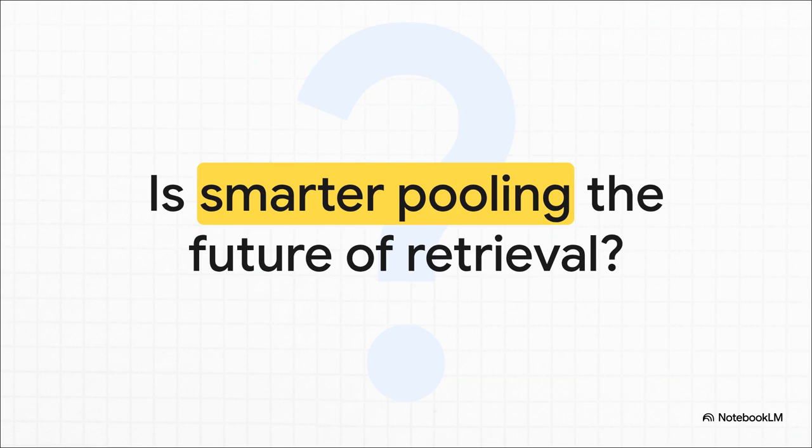Which really leaves us with a pretty cool thought to chew on. We spend so much time talking about bigger models, more parameters, new architectures, but maybe the next huge leap forward in retrieval isn't about bigger, but smarter. Could it be that elegant little tricks like this, these clever ideas happening right at the pooling stage, is that the real future of retrieval?